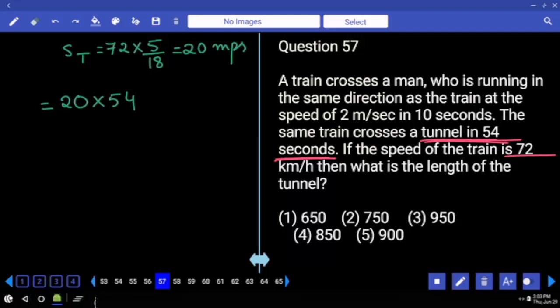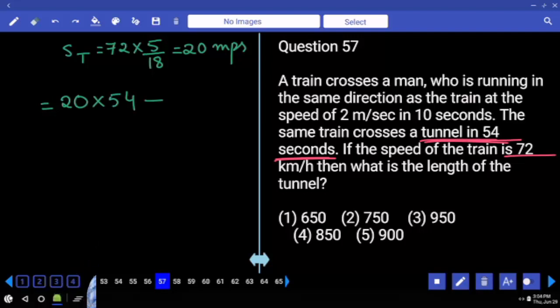Distance, in that case, means train length plus platform length. The question is about platform length only, platform or tunnel, whatever it is. The question is about tunnel length. From this, if you want to get tunnel length, what do you need to subtract from it? Train length.